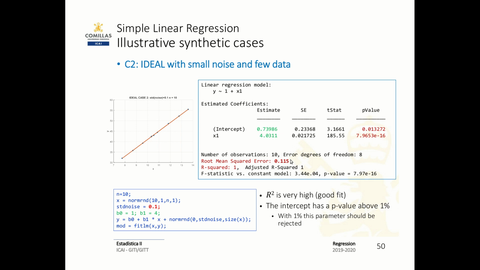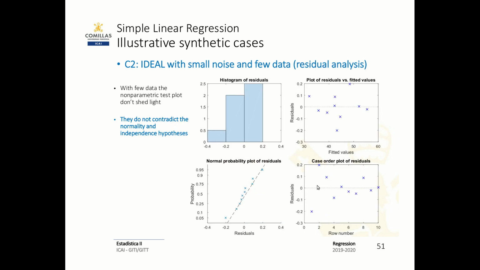Now we observe the bias better, so this root mean square error is much further than it was before from the true standard deviation, and the fact that we have less data makes this bias more apparent. Then the R squared in this case, and this is just a particular example, it doesn't need to be always like this one, but in this case it's very good. The p-value of the model is very good. Okay, so now we do the residual analysis.